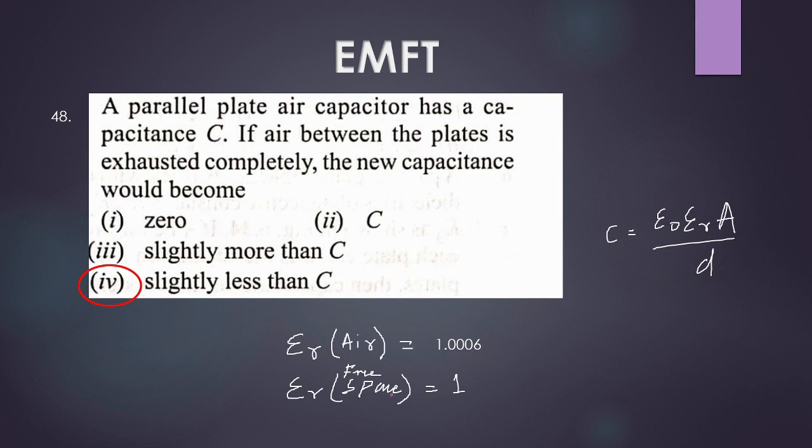Let's see, epsilon R value of air is 1.006. This was the initial value, and epsilon R value of free space is equal to 1. So epsilon R is reduced. We can see C is proportional to epsilon R. So as epsilon R is reduced, C will be slightly reduced. So the answer will be slightly less than C.